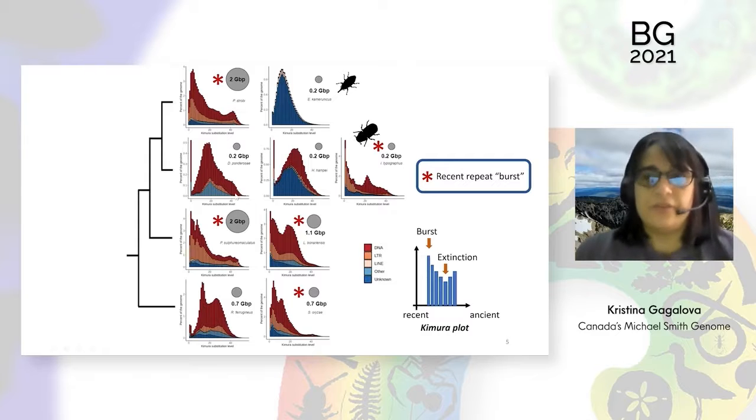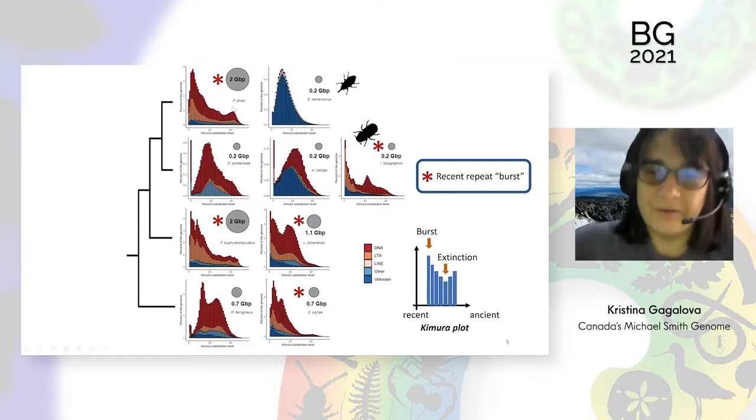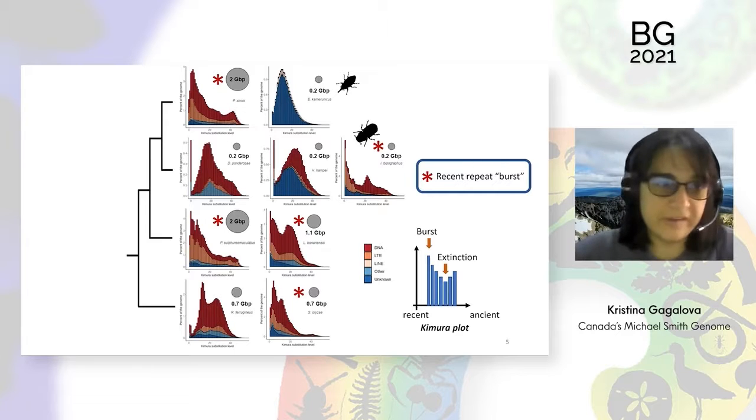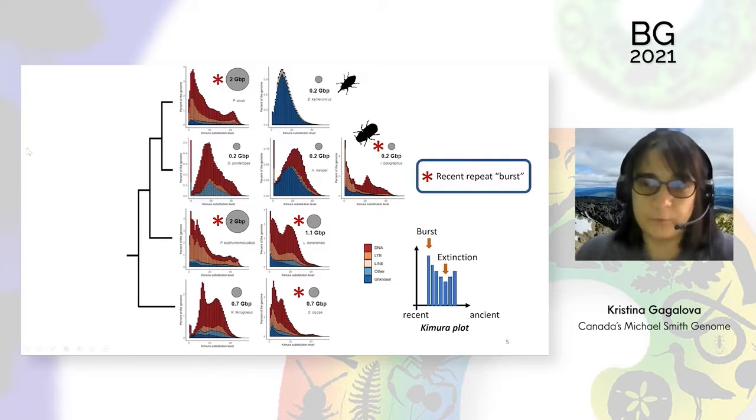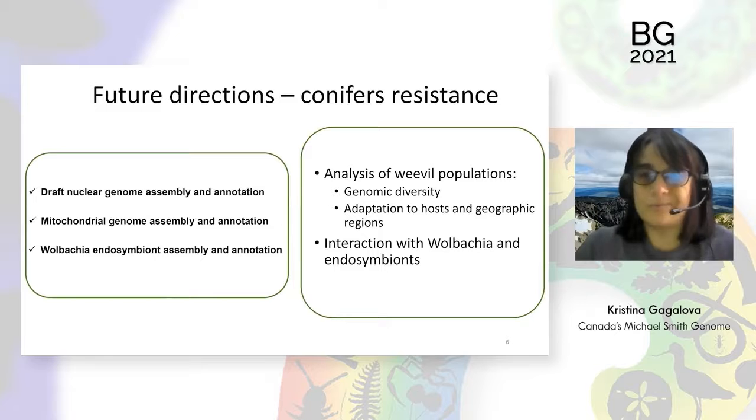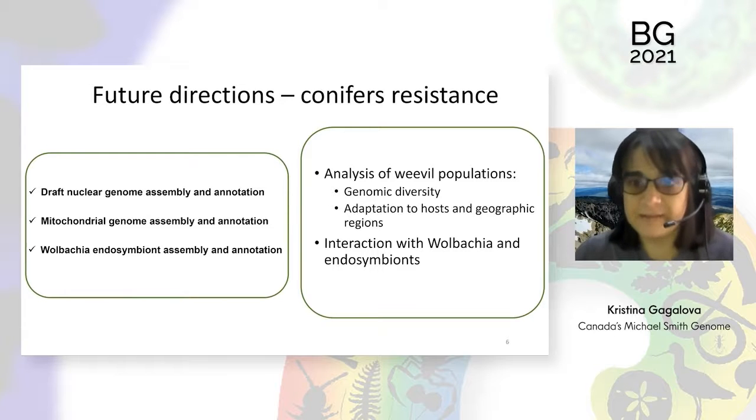I just want to finish with a little discussion of what this is going to be in the future. We generated several resources that we can use for analysis. We have a nuclear genome assembly, a mitochondrial genome, and we started with the first Wolbachia symbiont genome assembly. So this is a start, this is a reference, and we would like to use it especially for the analysis of population data.